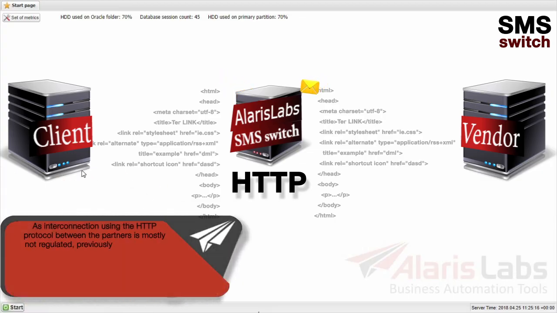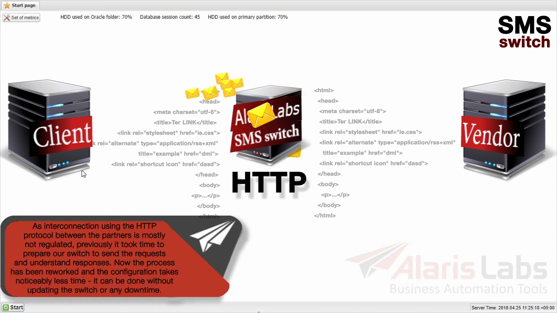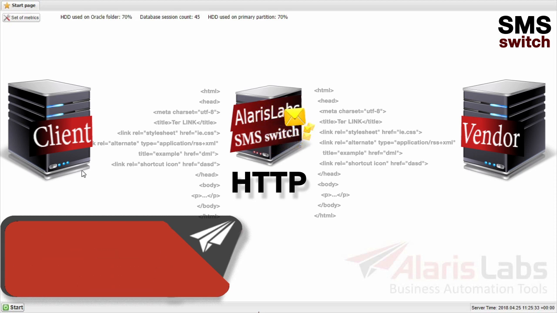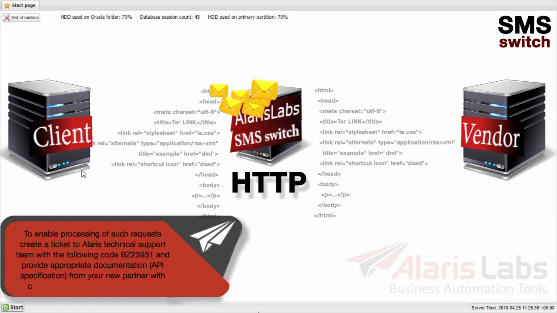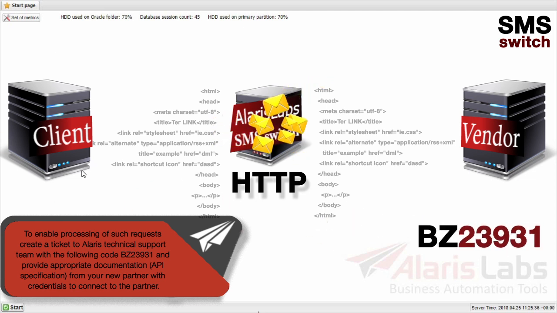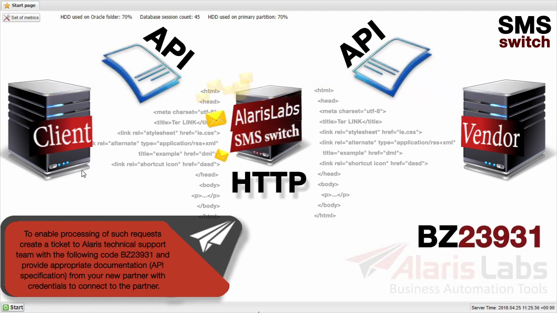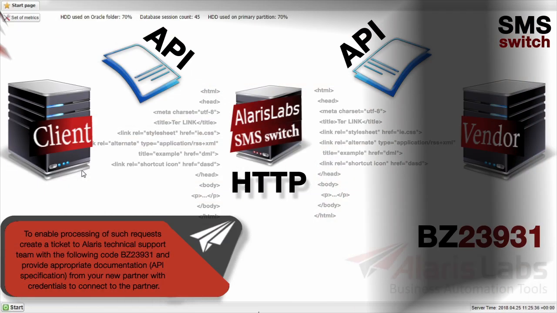As interconnection using HTTP protocol between the partners is mostly not regulated, previously it took time to prepare our switch to send the requests and understand responses. Now the process has been reworked and the configuration takes noticeably less time. It can be done without updating the switch or any downtime. To enable processing of such requests, create a ticket to Alaris technical support team with the following code and provide appropriate documentation, API specification for your new partner with credentials to connect to the partner.